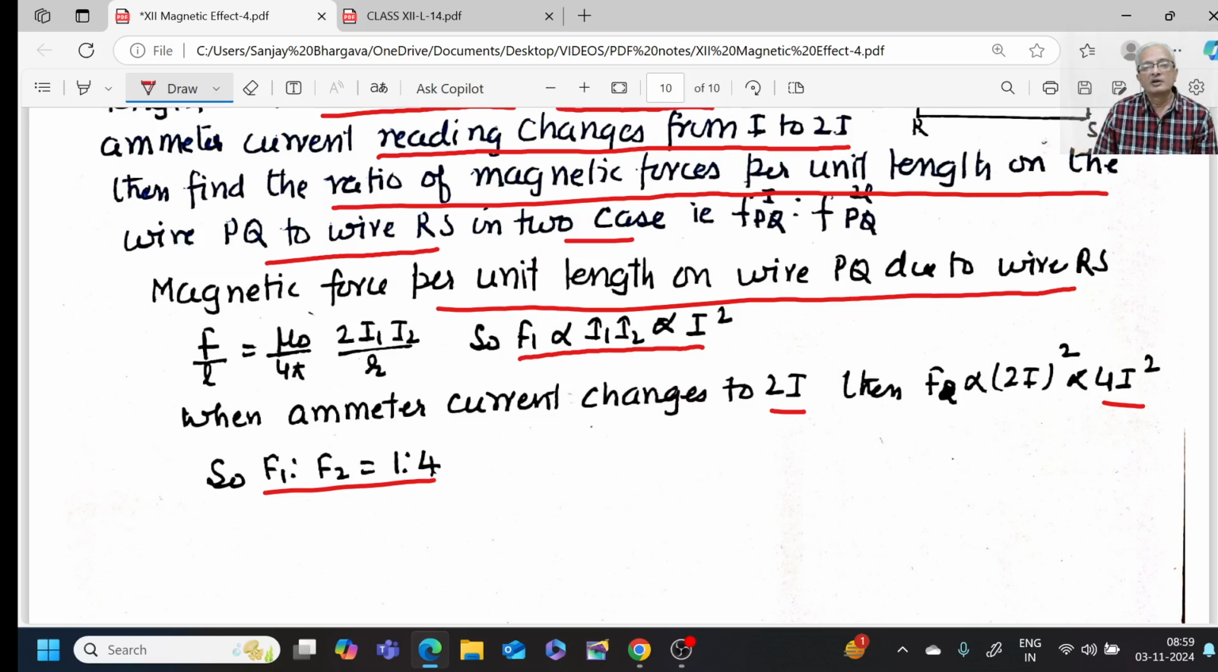Okay. Hope that this video explains the force on conductors clearly to you all.